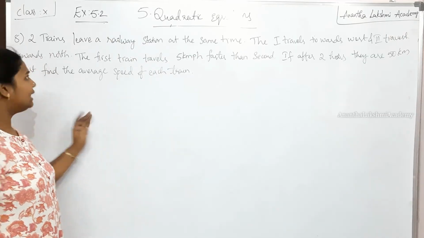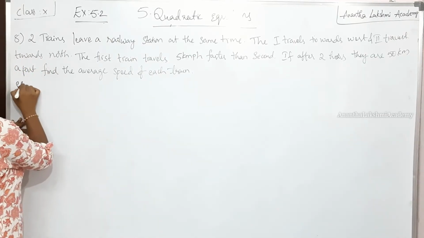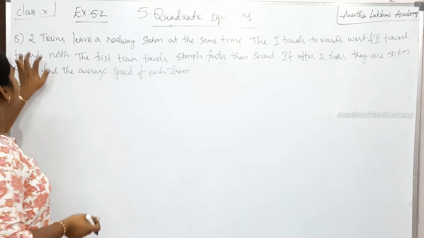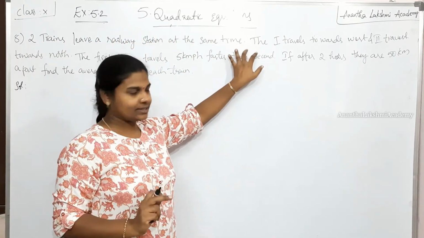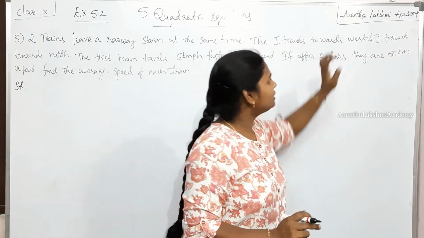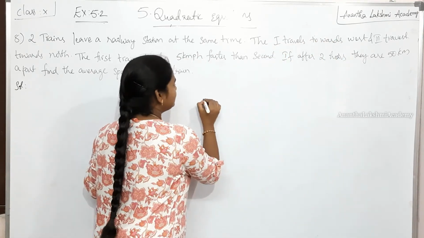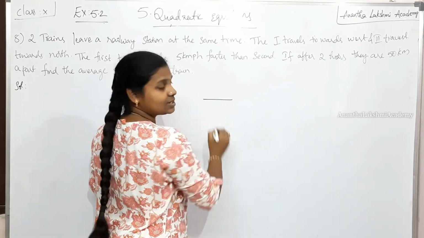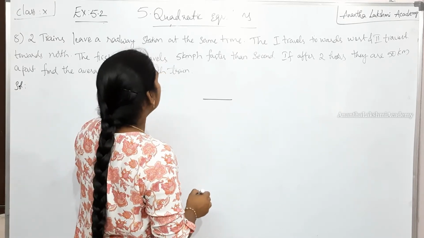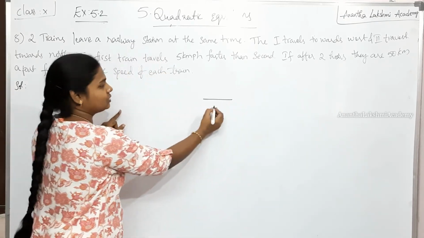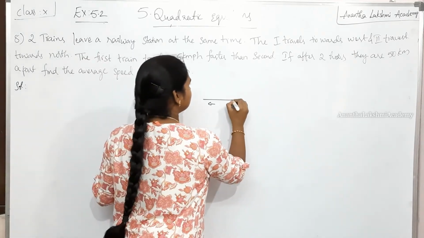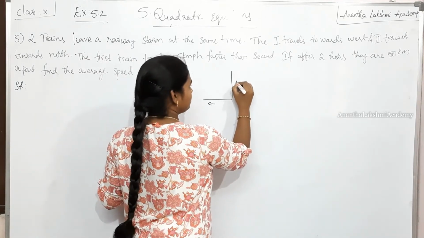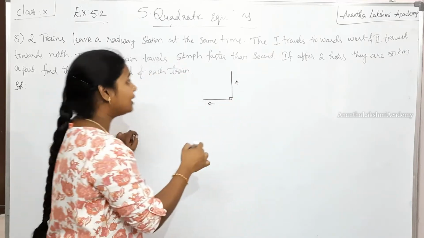Now we have the 8th problem written on the board. Let us have a look. Two trains leave a railway station at the same time. The first travels towards west, in this direction. And the second travels towards north, in this direction, which means they are in perpendicular directions.